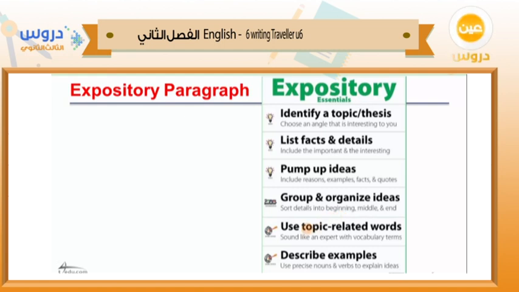Then you can use topic-related words. If you're writing about the stock market and financial problems, you need to use certain vocabulary related to it. Sound like an expert with vocabulary terms. Describe and give examples. Use precise nouns and verbs to explain ideas, because some verbs are more effective than others. You can also use connectors that help you write coherently, such as in the beginning, first, second, to be honest, as we have seen, moreover, nevertheless, at the end of the day, finally, and so on.